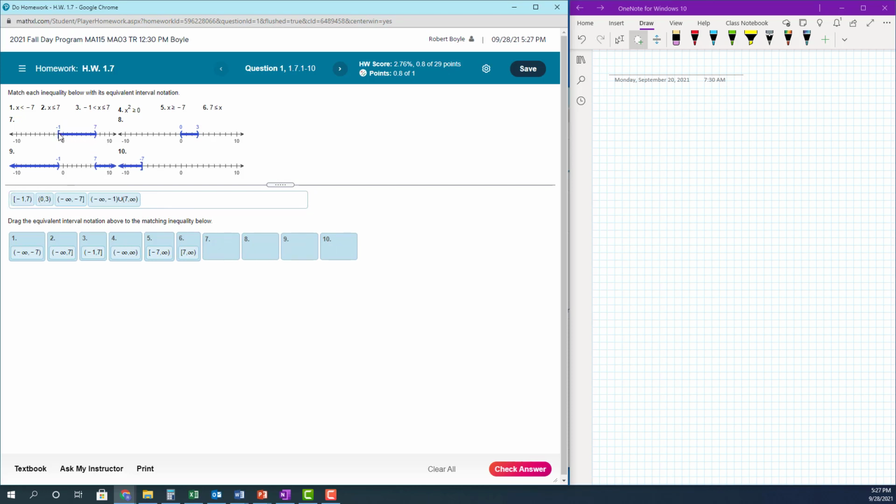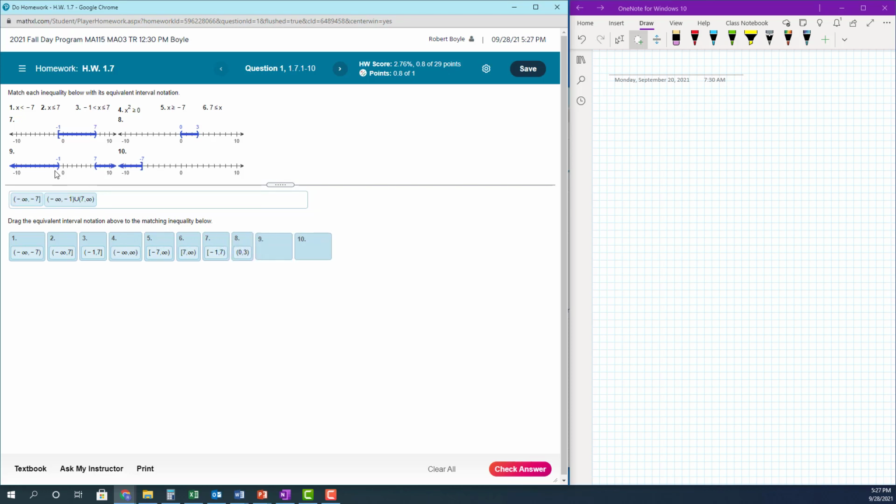And down here, all we need to do is map the bracket and the parenthesis to the appropriate interval. So here we have a bracket by -1. There it is, a parenthesis by 7. That's the one that we want. This one is a bracket by 0 and a bracket by 3. That's this one right here.